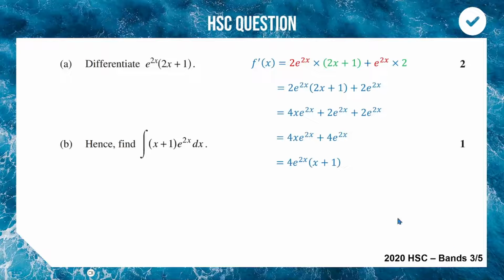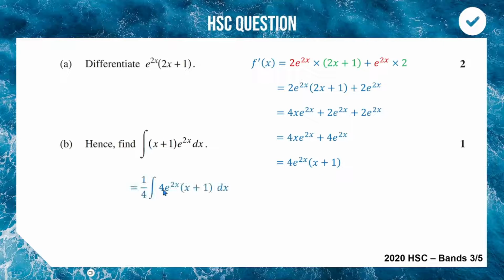And that's probably the band 5 part, because now that we've done that, the next part is meant to be pretty straightforward because we're trying to integrate x plus 1 e to the 2x, and we have the antiderivative of 4e to the 2x times x plus 1 because that was the question. So we know this integrates to this. So how can we make this look like this? Well, we just need a 4 here.